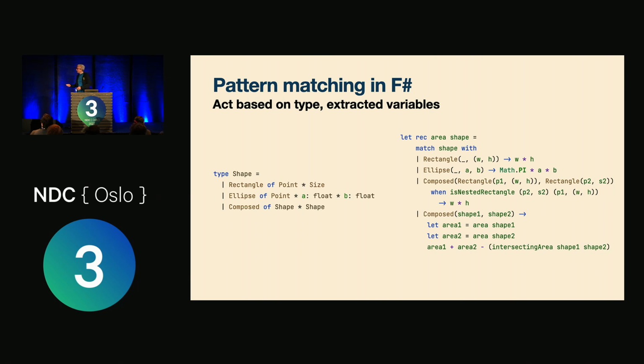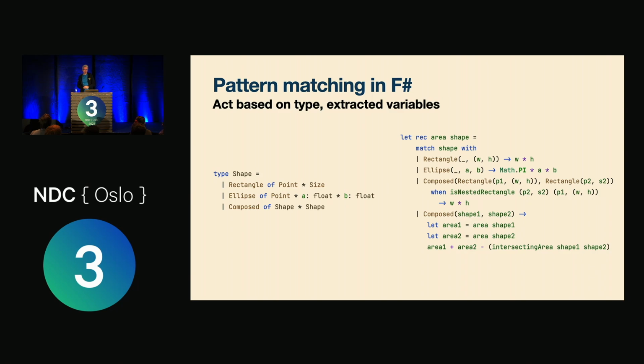On the right, we've got a function which is going to calculate the area of our shape. And we've got this match keyword here, which is kind of like the switch keyword in C#. We're going to match on shape, but it's going to do pattern matching for us. And we've got several actual patterns in there.